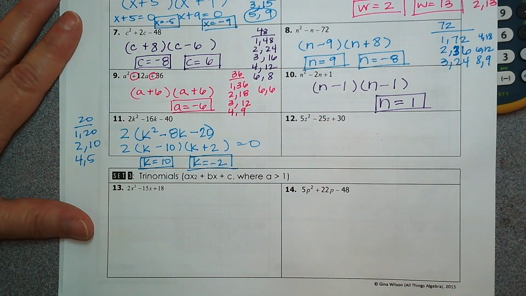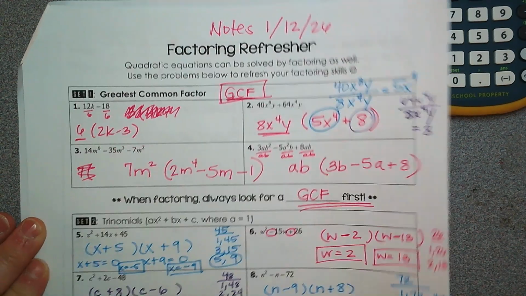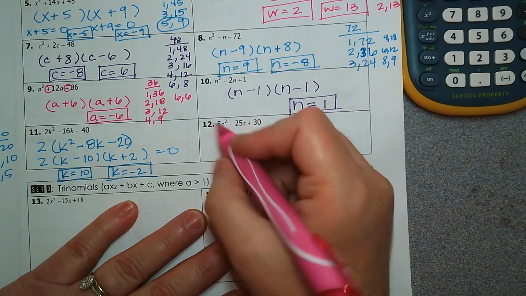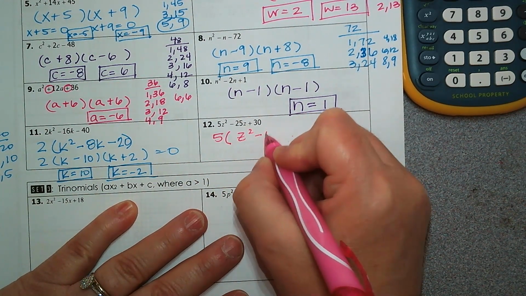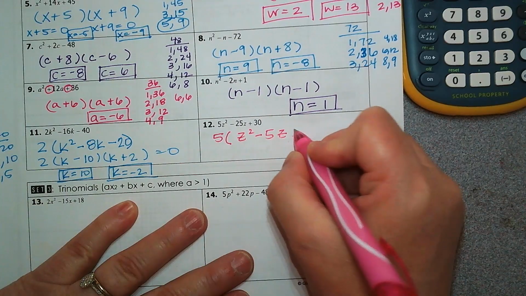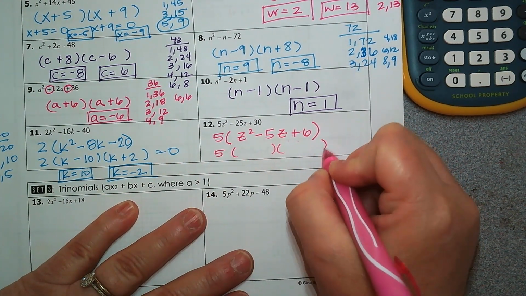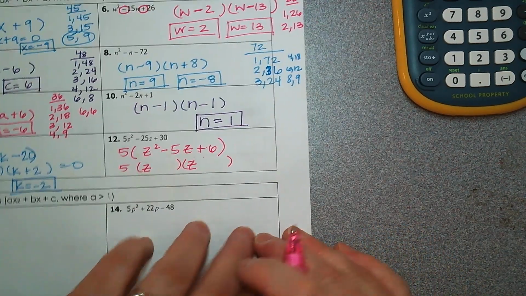Number 12, what's the first step? That's right, GCF first. What's the GCF? Divide everything by 5. Continue factoring. What can I multiply to get 6 and add to get negative 5?